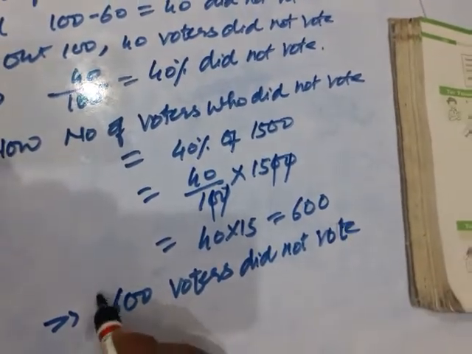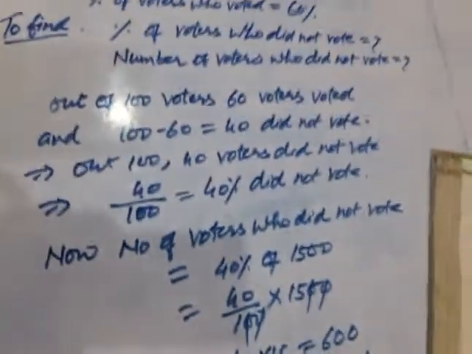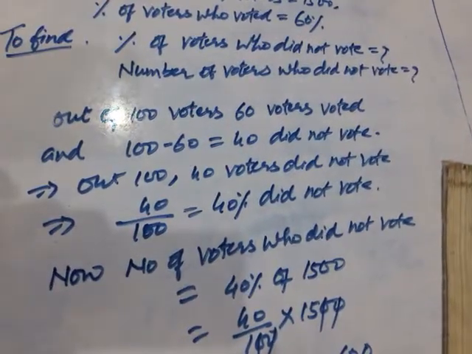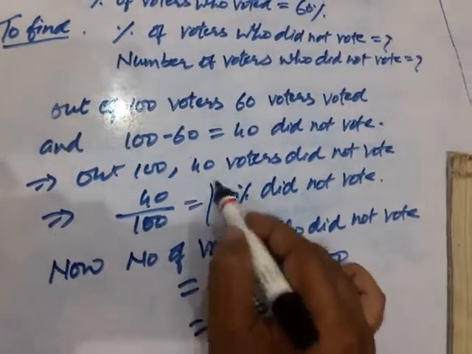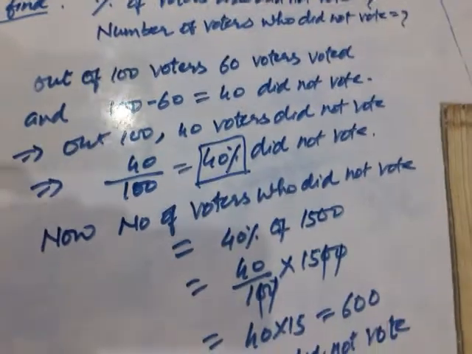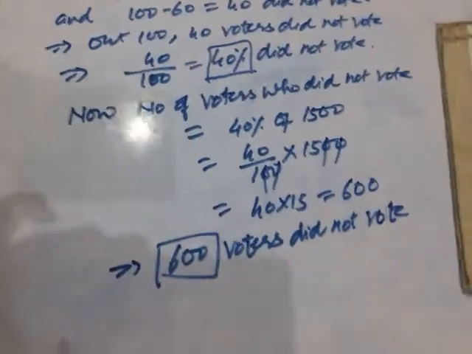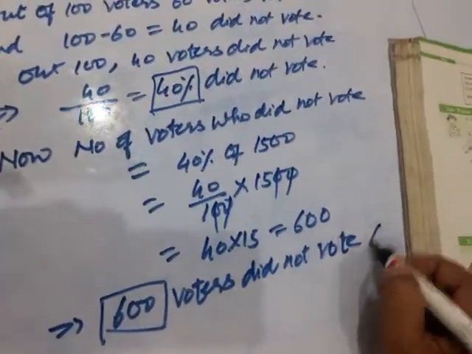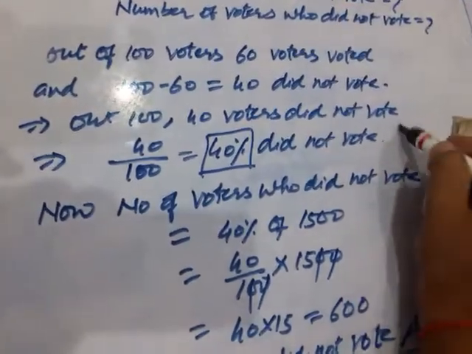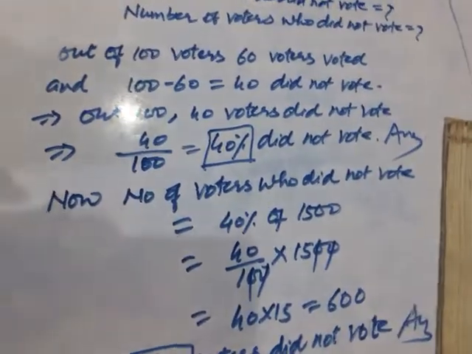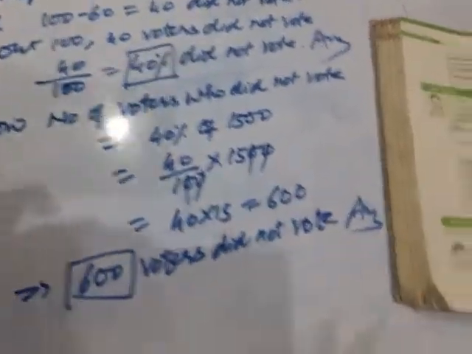So see, how many answers are there? 2 answers are there. Clear? What is the percentage of voters who did not vote? That is 40%. And the number of voters who did not vote, that is 600 voters. This is the second answer, and this is the first answer. Okay, children. Now see, one more question is there.